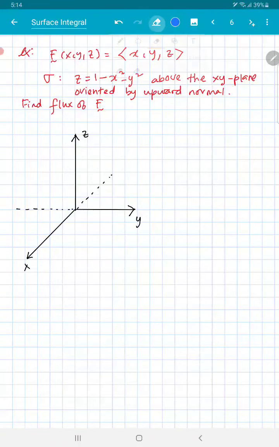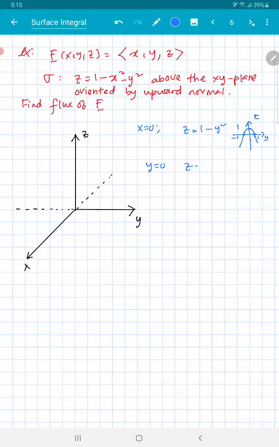It's a paraboloid, but if you don't remember how to sketch this, you can always look at the view from the front, from the side, and from above. The view from the front is when x is 0. So when x is 0, we get z is 1 minus y squared, which is a parabola open downwards, shifted 1 unit up, and the intersections are 1 and negative 1. And when y is 0, we get a parabola as well, z equals 1 minus x squared.